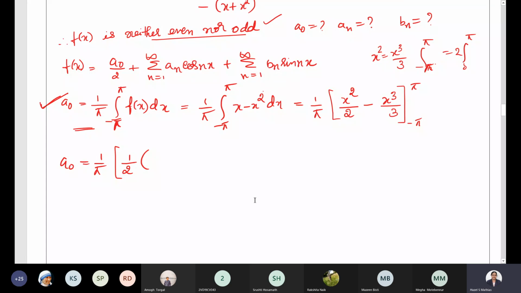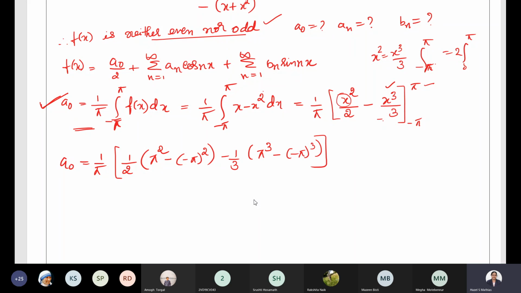Yes, ma'am. Okay. The upper limit is pi. So when you put x as pi, it will be pi square. Then you put the lower limit, upper limit minus lower limit. The lower limit is minus pi, so it is minus pi whole square. Then come to the second term. It is minus 1 by 3 into x cube. The upper limit is pi, so it is pi cube minus lower limit, minus pi whole cube.